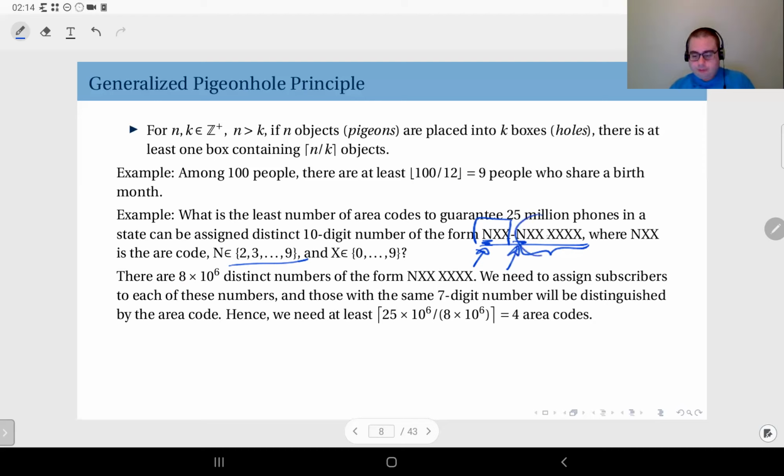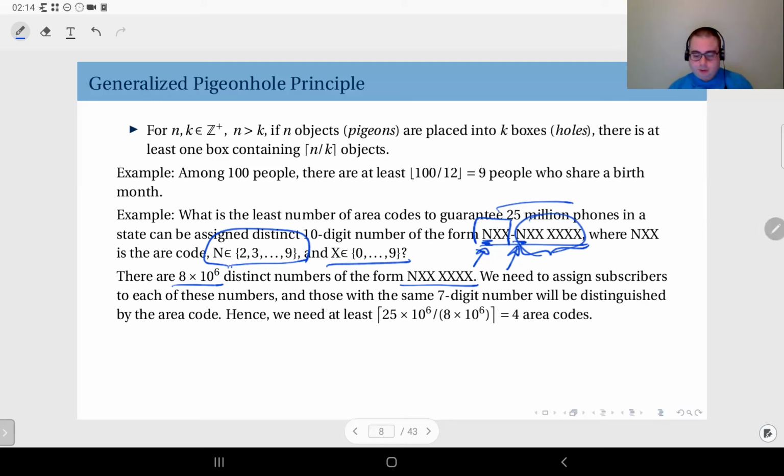Okay, so this format for the subscriber number, let's say, gives me 8 million distinct numbers in this form, because I have 8 choices for N, right? And then I have 10 choices for each X, and when you use the product rule, you get 8 million distinct numbers. But I have in total 25 million subscribers, so I would like to distribute these into area codes.